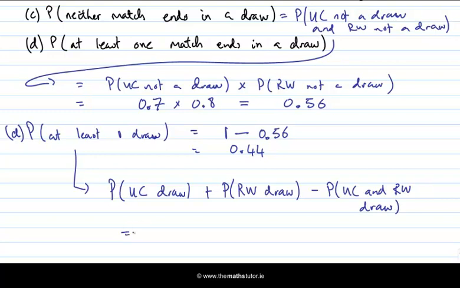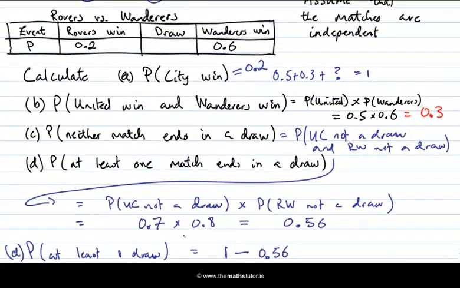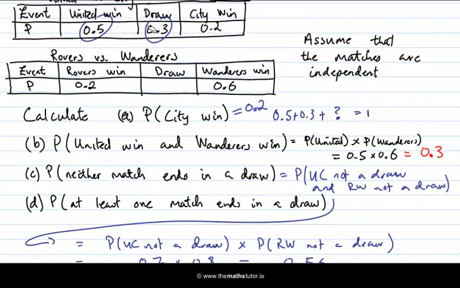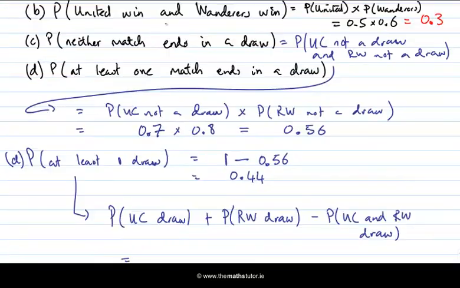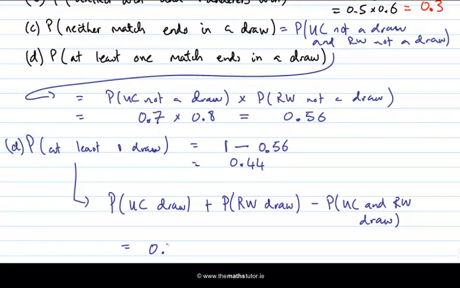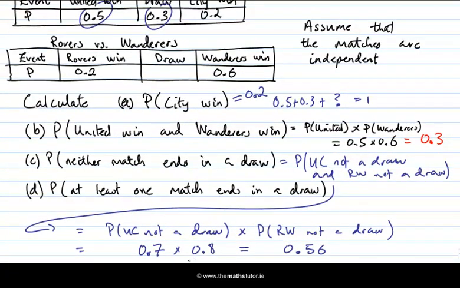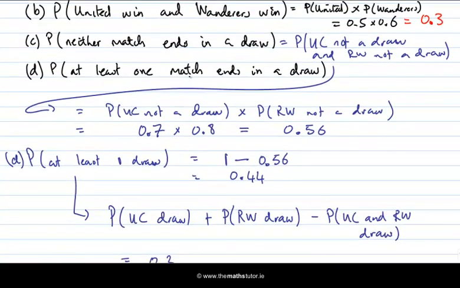So this, the probability of a United City draw, so I'll have to scroll up now to read off some of these from the table. The probability of a United City draw, remember that's 0.3. So let's put that in there. That's 0.3. The probability of a Rovers Wanderers draw, well, what's that? We've left that blank for the moment, but we can easily fill it in. That's going to be 0.2 because these probabilities all have to add up to 1. Okay, so we have 0.2 there.